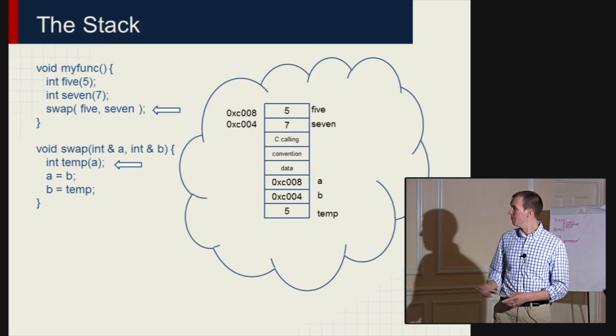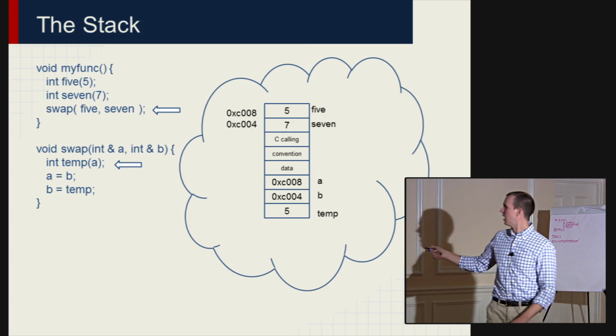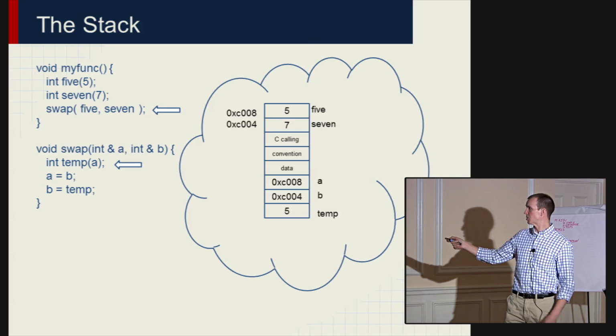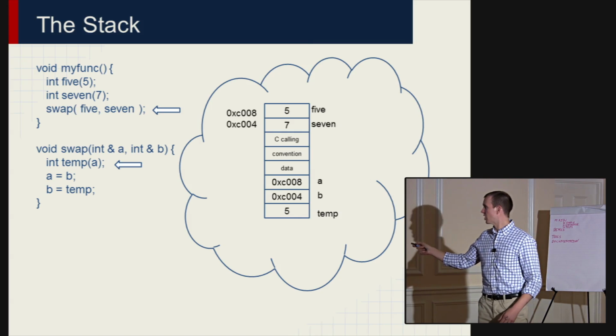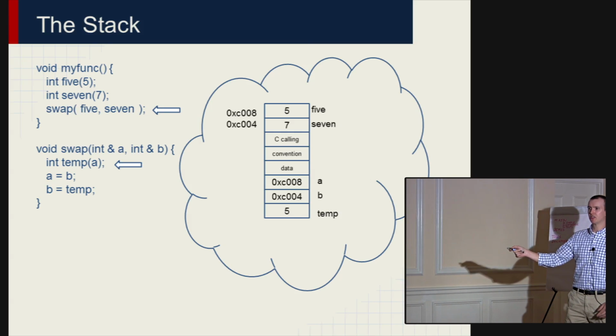Okay, so this isn't animating, strangely. Maybe not the right animation order. First, when you enter myfunc, you allocate space on the stack for the variable 5, space for the variable 7. They're right next to each other. I've got to the left here the address in memory that each of these occupy.